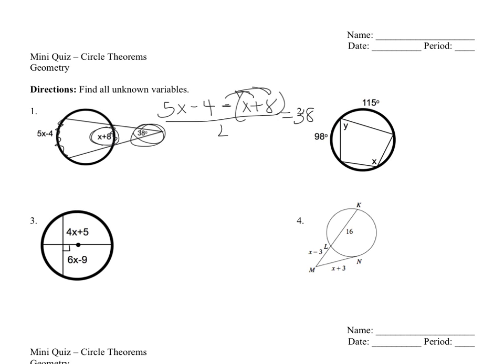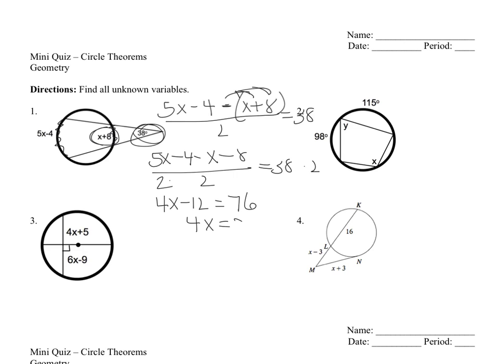So I'm going to distribute that negative, so I have 5x minus 4 minus x minus 8 all over 2 equals 38. So I'm going to do kind of a couple things at the same time. I'm going to clean up the left side, and I'm going to multiply by 2 at the same time. Multiply by 2, multiply by 2. So I have 4x minus 12 equals 76. I'm now going to add 12. 4x equals 88, divided by 4. X is 22.